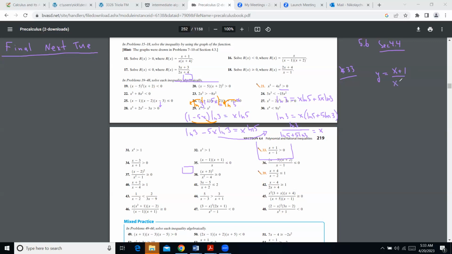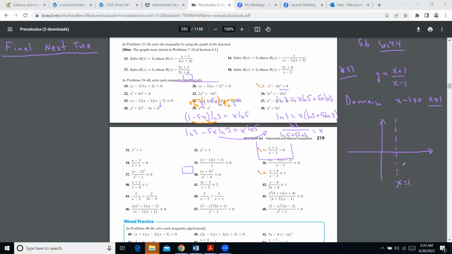x minus 1. So to graph this, I'm going to use the denominator to find my asymptote. The domain says that the denominator is not equal to 0, which means that x is not 1. If you plug 1 into this fraction, then you're going to divide by 0, which is not possible. So this means that we have a vertical asymptote, the line x is equal to 1.